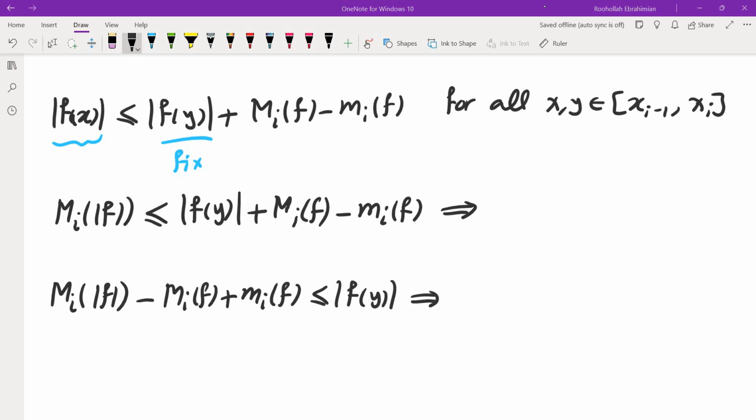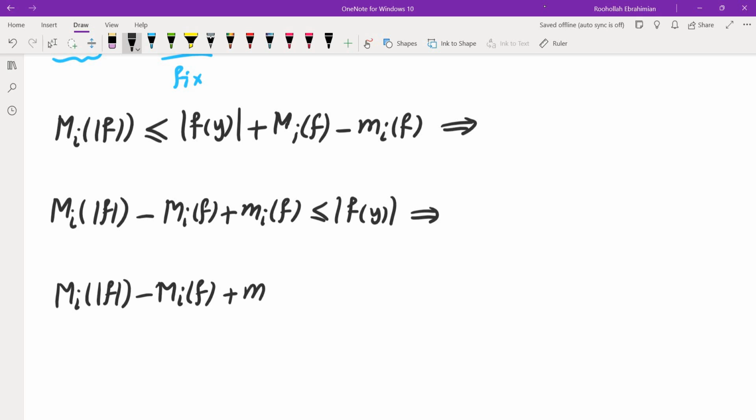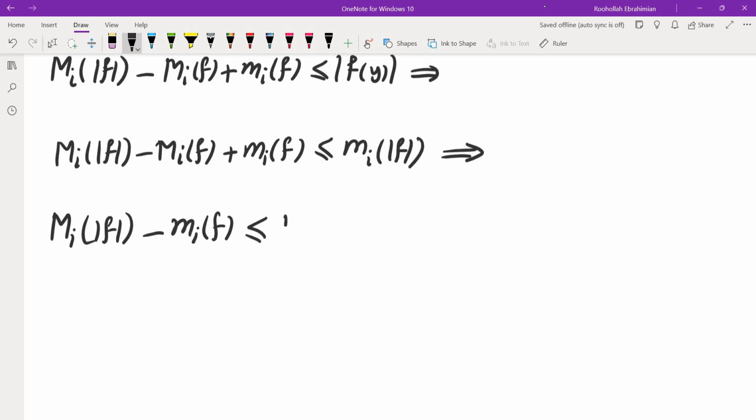And since this holds for every y, the infimum of the absolute value is at least the left side. So capital Mi of the absolute value of f minus capital Mi of f plus lowercase mi of f is less than or equal to lowercase mi of the absolute value of f, which means capital Mi of the absolute value of f minus lowercase mi of the absolute value of f is less than or equal to capital Mi of f minus lowercase mi of f.